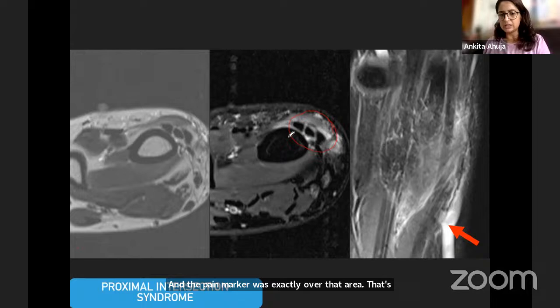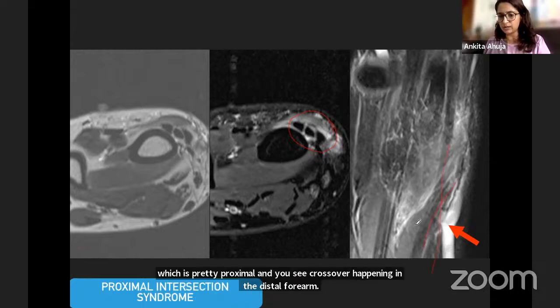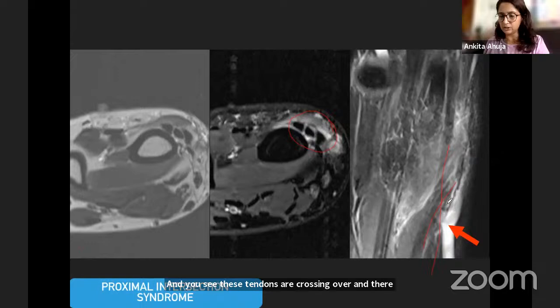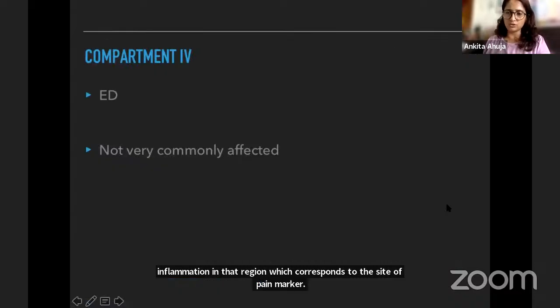So this is the area which is pretty proximal, and you see crossover happening in the distal forearm. You see these tendons crossing over and there is inflammation in that region, which corresponds to the site of the pain marker. So this is your proximal intersection syndrome.